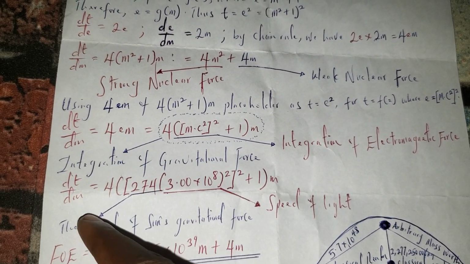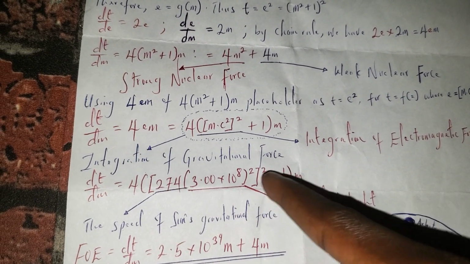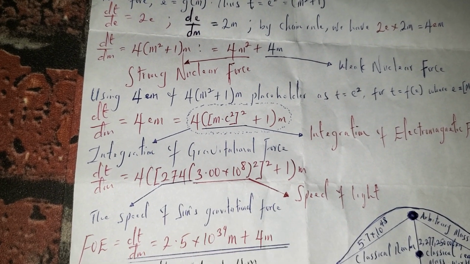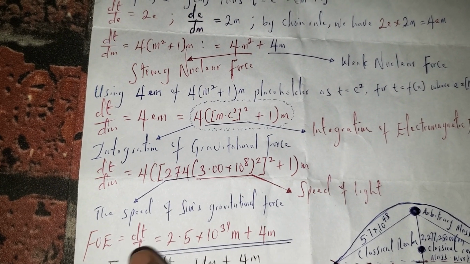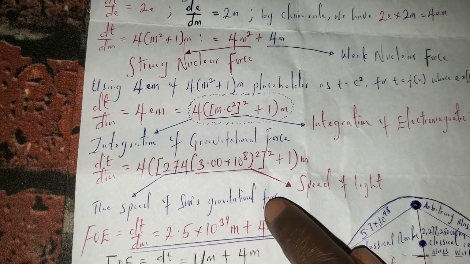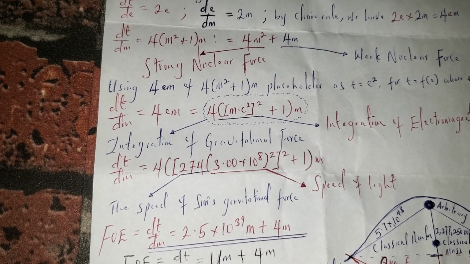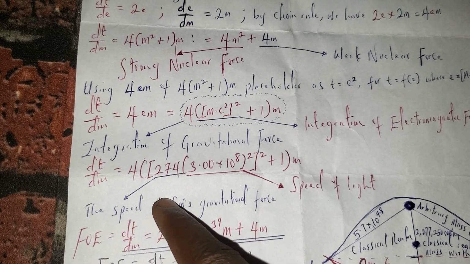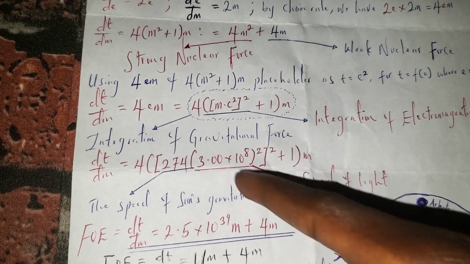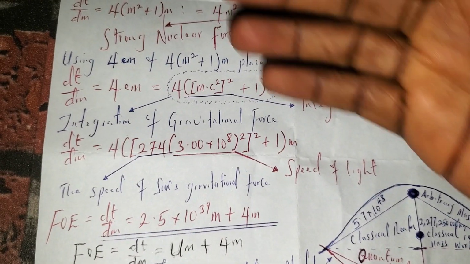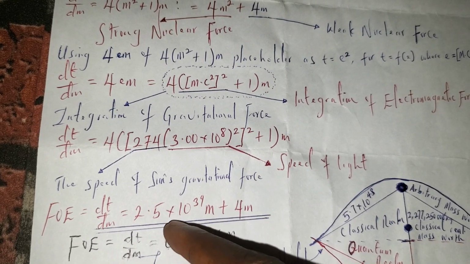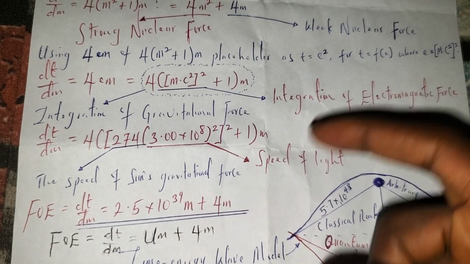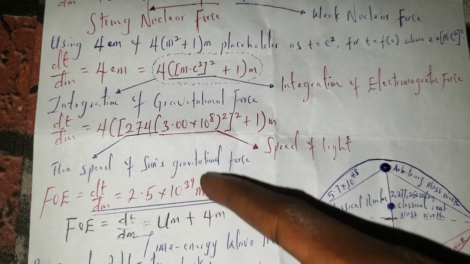Good. So now we have the value after supplying this: this is the value of light speed, and this is the speed of the sun's gravitational force, because every heavenly body revolves around the gravity of the sun. So we're using the sun's gravity force, and this is the speed of light time. By that we have our solution, which is dt/dm equals 2.5 times 10 raised to power 39 m plus 4m. So this is the constant speed of the universe.